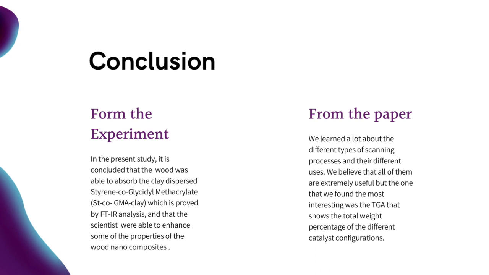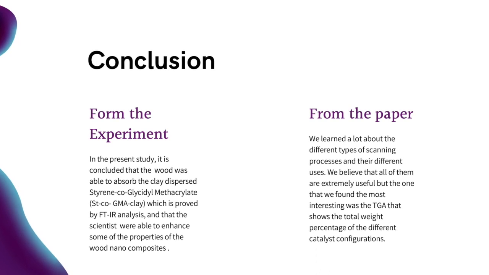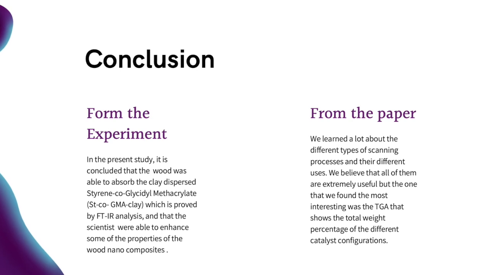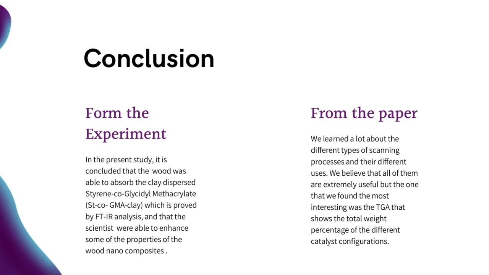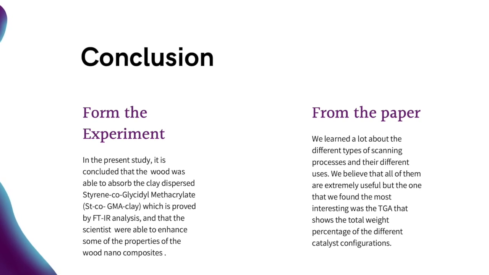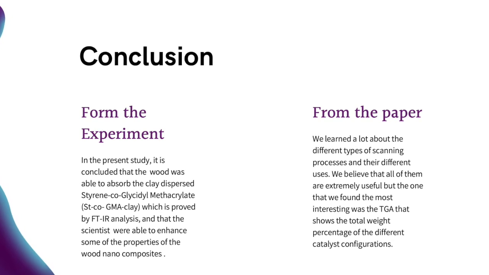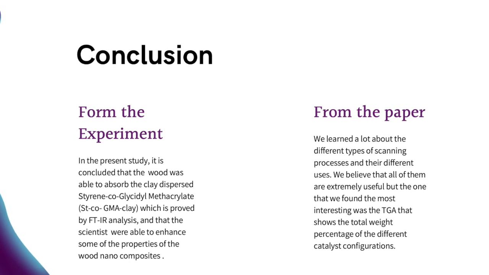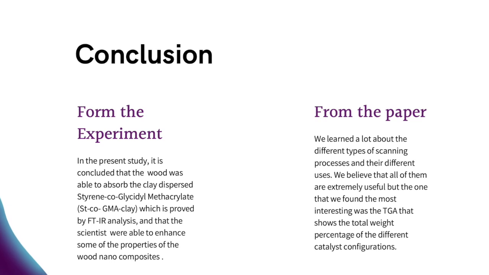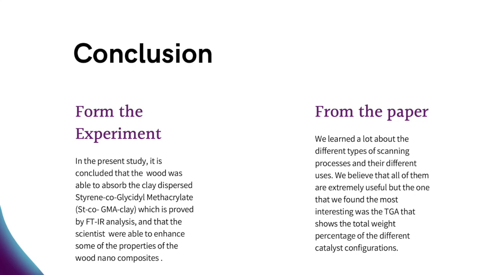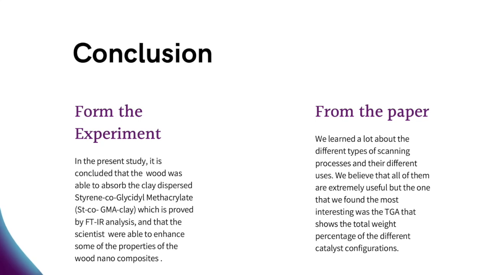And from the paper, we learned about the different types of scanning processes and their different uses. We believe that all of them are extremely useful, but we found that the most interesting one was the TGA, as it was able to show us the total weight of the composites with the applied catalyst, which can be very useful for further applications such as wanting to reduce the total weight of a component. And we believe the TGA would be an excellent analysis to be able to do that.